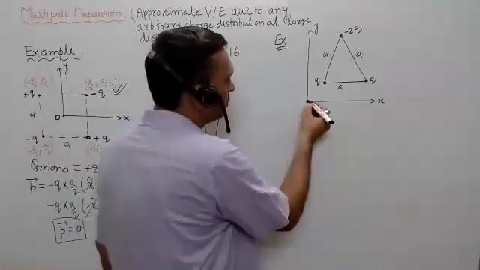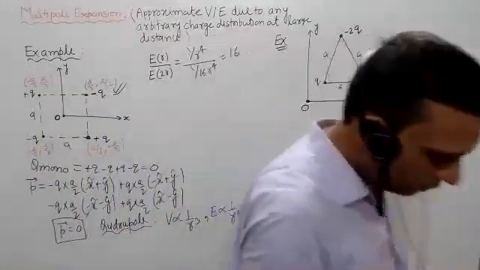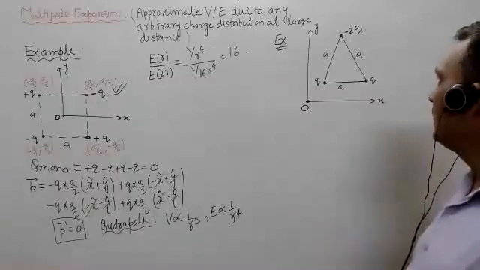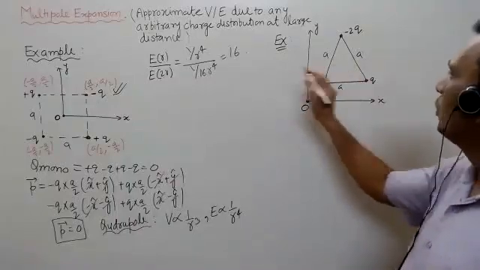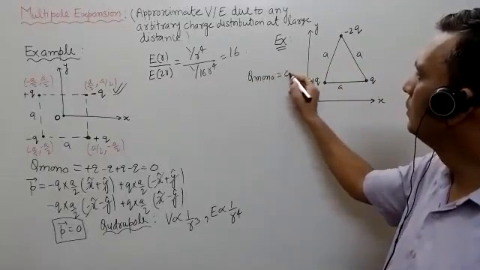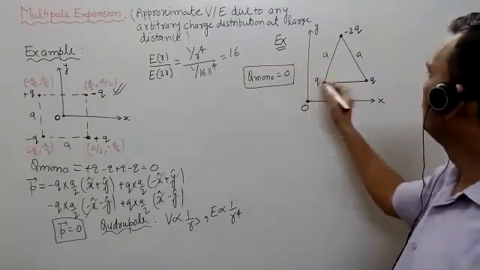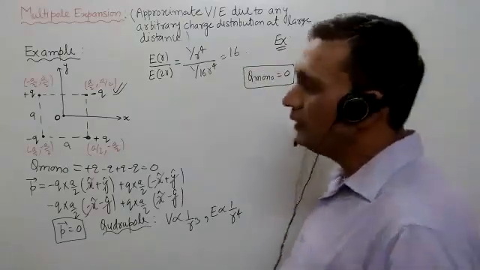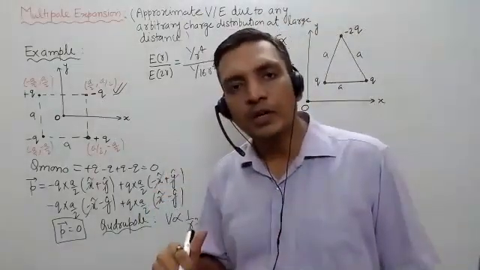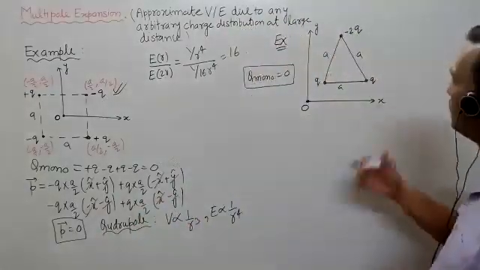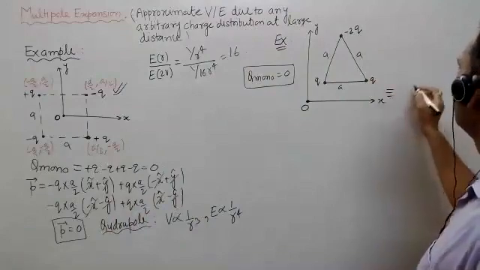This is the origin. So in this case, what will be the monopole moment? Q mono is 0: q plus q minus 2q, Q mono is 0. So in this case also the dipole moment will be independent of origin. So you can easily shift the origin.